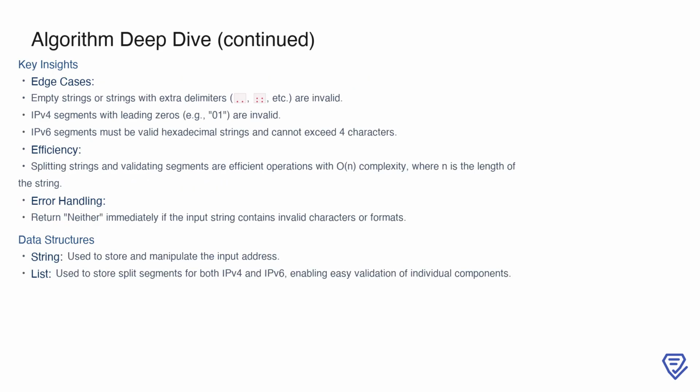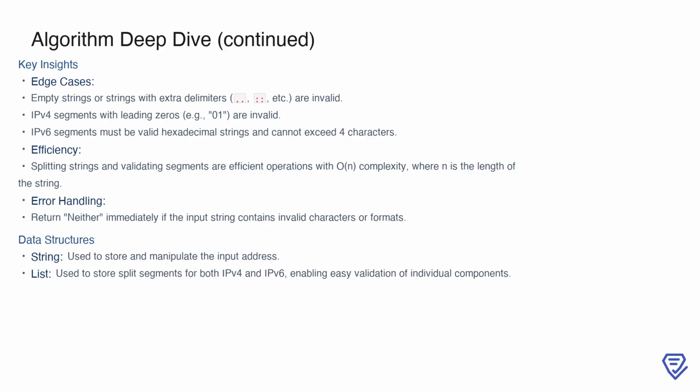When solving this problem, it's essential to consider several key insights to ensure robust validation. For example, edge cases such as empty strings, extra delimiters like double dots or colons, and improperly formatted segments must all be handled carefully. IPv4 segments with leading zeros, such as 01, are explicitly invalid, while IPv6 segments must strictly adhere to being valid hexadecimal strings no longer than 4 characters.